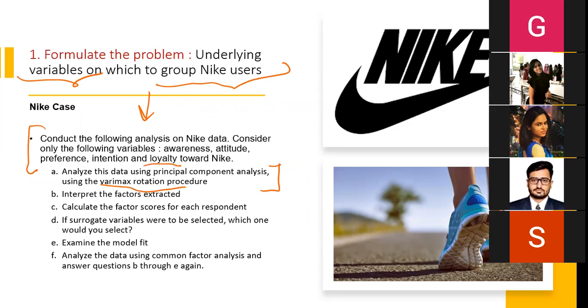Now, what we want to do is that a respondent must have ranked Nike on awareness, say 5, and given attitude 4, all these things. So based on these ratings, whatever these respondents have given, we are trying to club these variables. Remember, we are trying to club awareness, attitude, preference, intention, and loyalty. We are not trying to club respondents. We are trying to club these variables, so that instead of using 5 variables, can we do the analysis simpler and come up with 2 or 3 factors.